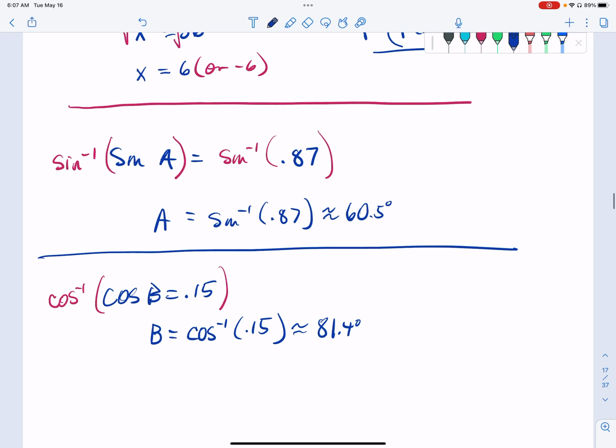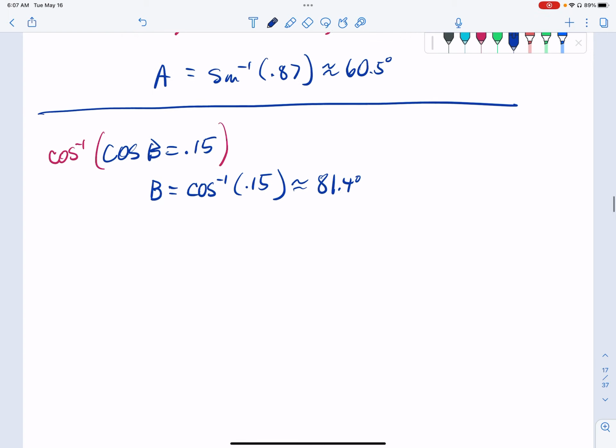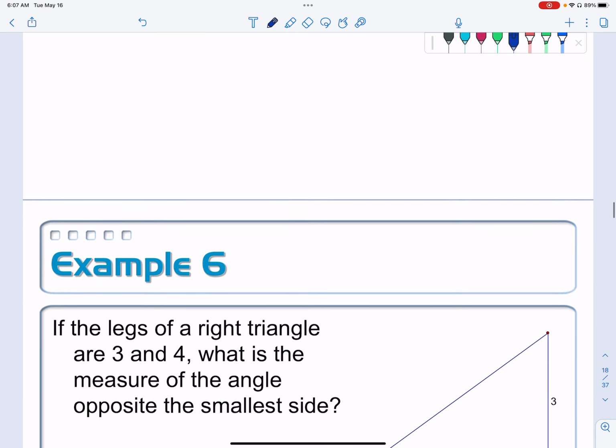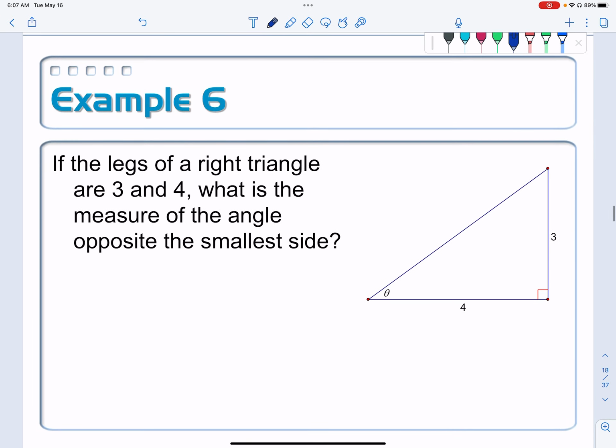All right, so let's see how that is used in order to solve for a missing angle measurement within a right triangle. I mean, that's the whole point of this, at least it's the application that we're using it for in geometry. So here we go. It's a good old 3, 4, 5 right triangle, except we don't even need 5. If the legs of a right triangle are 3 and 4, what is the measure of the angle opposite from the small side, which in the picture is marked as theta?